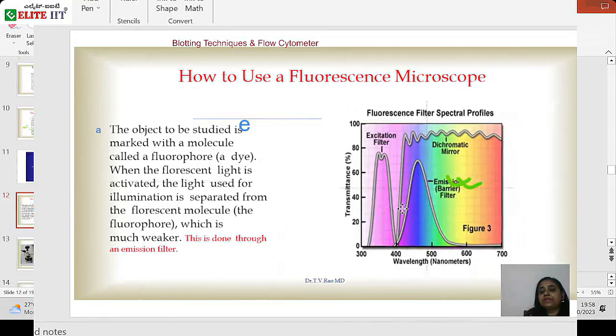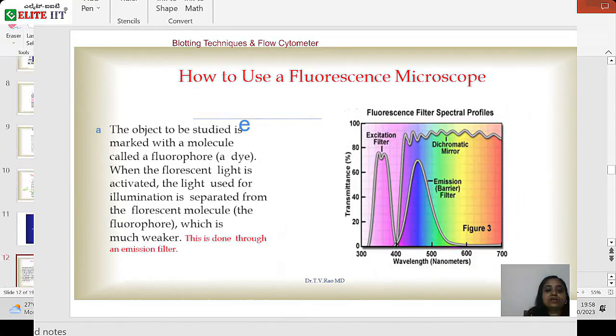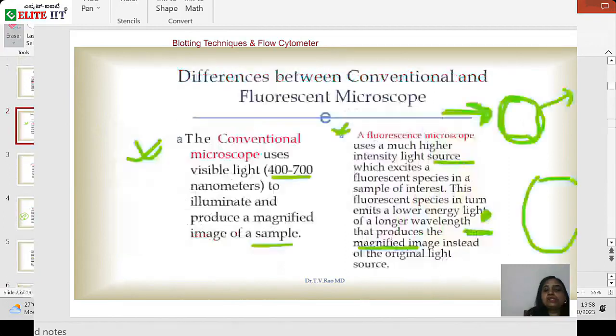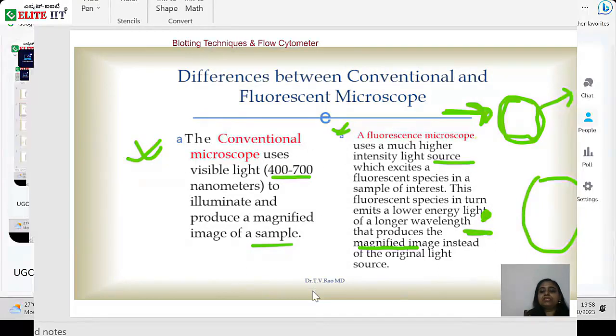Nothing else. I don't know what type of questions will come from this topic; I have to check that. If I find any previous year question paper related to this microscope, I will share that. You just understand the basic principle, nothing else. Everything is not required.